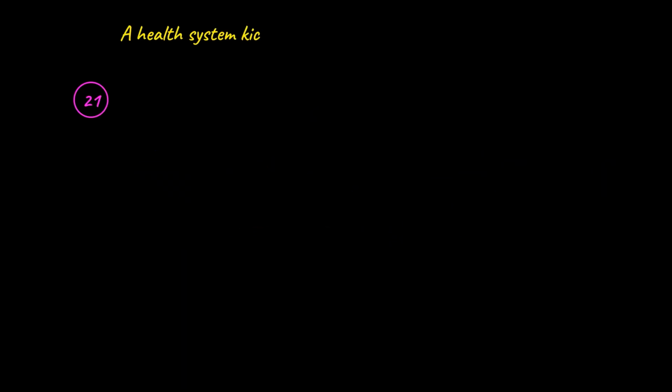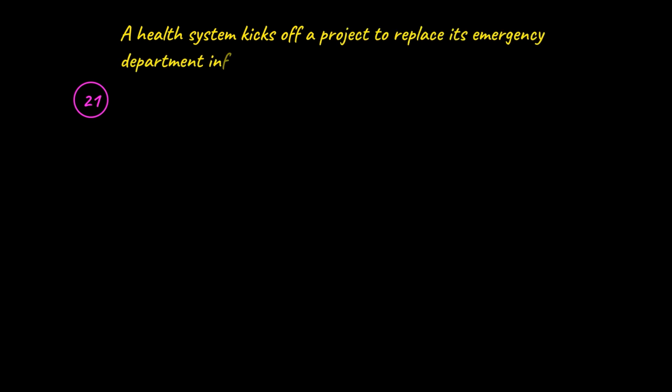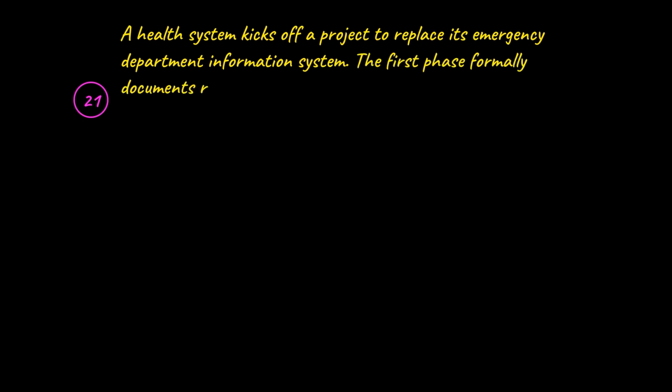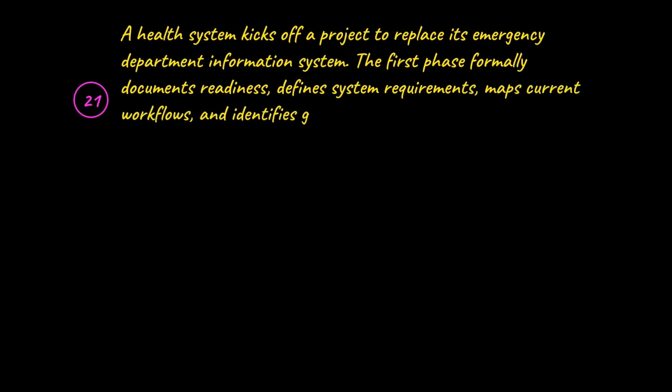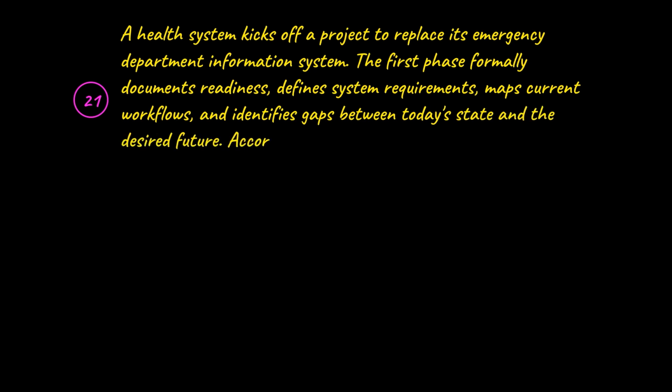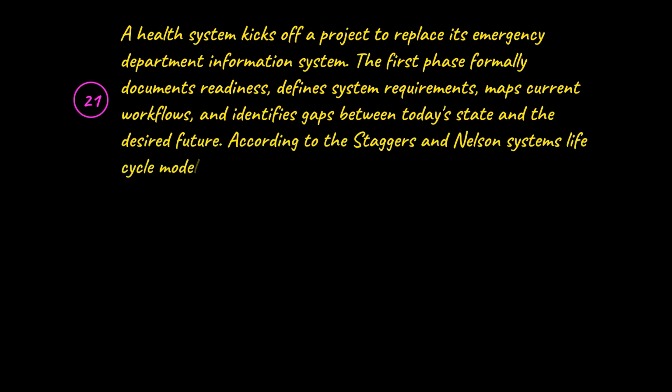Question 21. A health system kicks off a project to replace its emergency department information system. The first phase formally documents readiness, defines system requirements, maps current workflows, and identifies gaps between today's state and the desired future, according to the Staggers and Nielsen Systems life cycle model. Which phase is the team in?